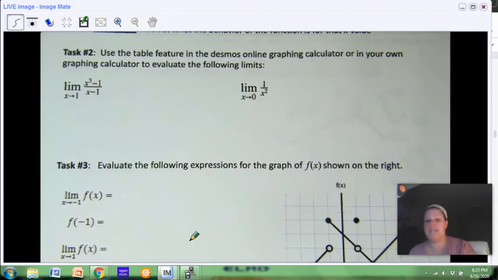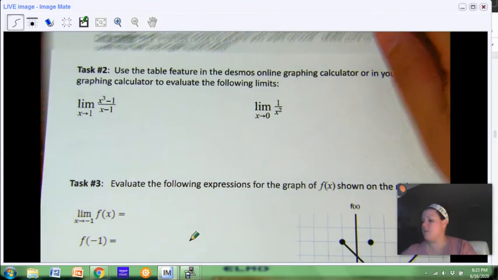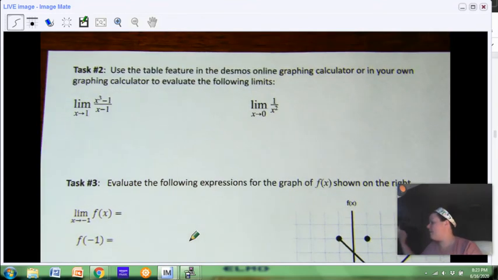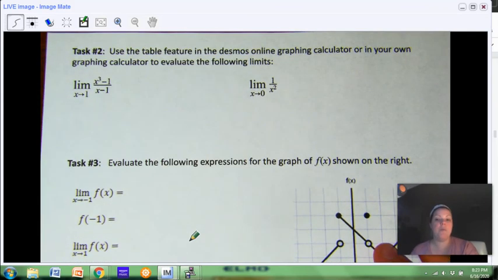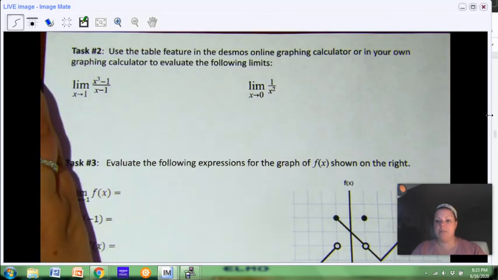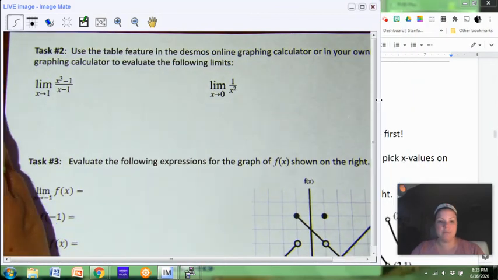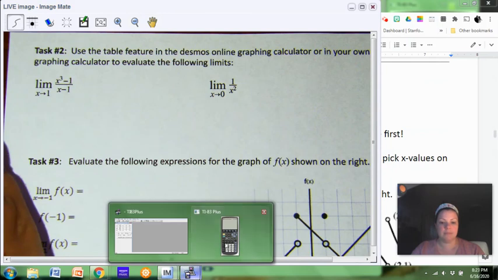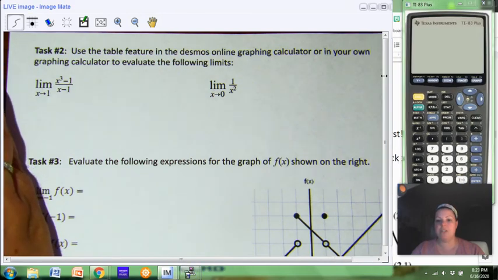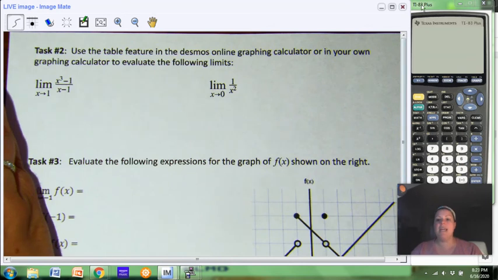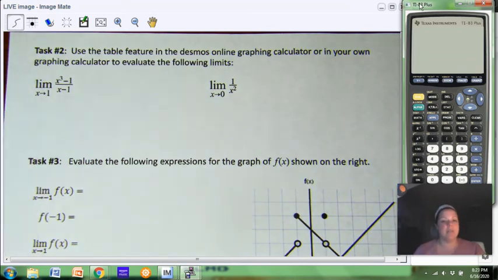Okay, we're going to use the table feature. Now you can use the Desmos online graphing calculator if you would like. They have a nice table feature that's easy to set up, or you can do this in your own graphing calculator to set you up for this, which we're going to show you. So here's my graphing calculator over here, which should be set up very similar to yours. I'm going to show you how you can do a special type of table in this if you don't know how to do this already.